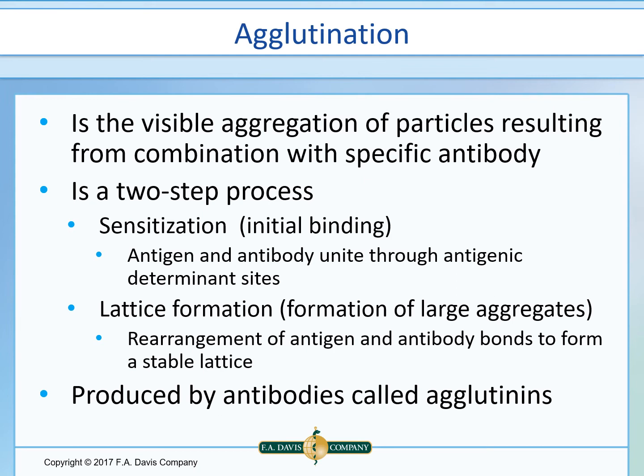Agglutination, like precipitation, is a two-step process that results in the formation of a stable lattice network. The first reaction is called sensitization, and this is the initial binding that involves antigen-antibody combination through single antigenic determinants on the particle and is rapid and reversible. The second step, or lattice formation, is the formation of cross-links that form the visible aggregates. And this represents the stabilization of the antigen-antibody complexes with the binding together of the multiple antigenic determinants.